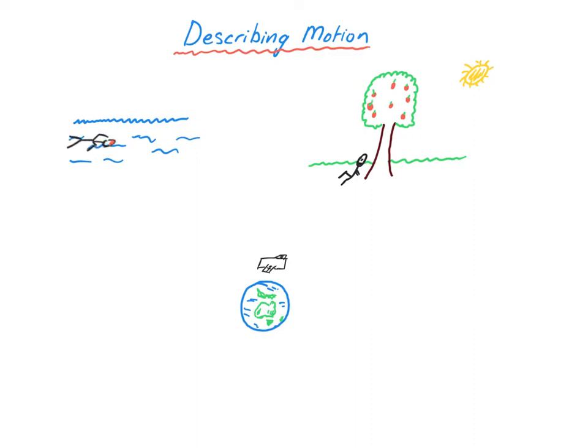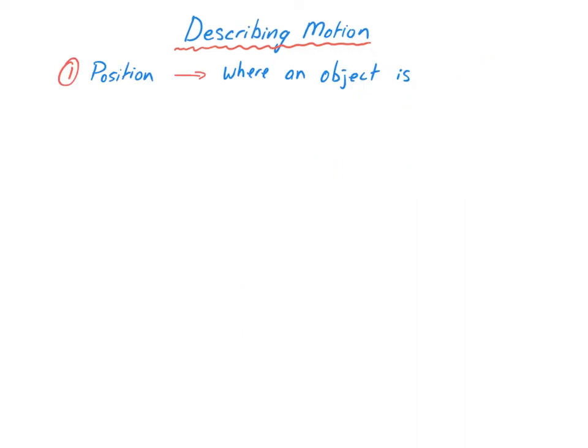Whether it's someone swimming in the ocean, or an apple falling from a tree, or a satellite going around the Earth, how do we describe motion that we see every day? When describing motion, the first thing we need to consider is position. This describes where an object is. To describe where an object is, we describe it relative to some origin.